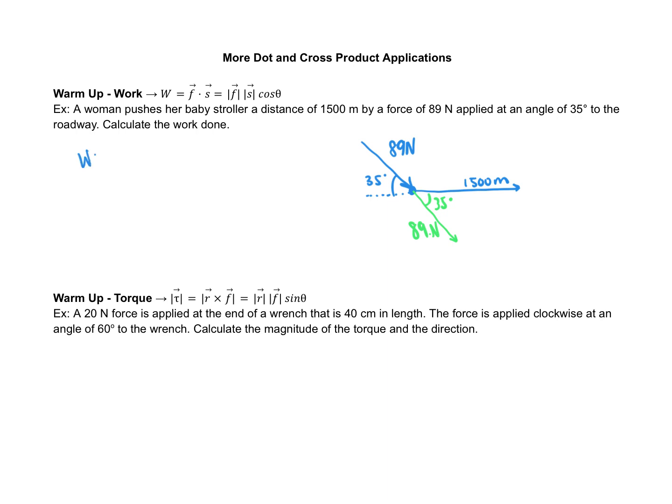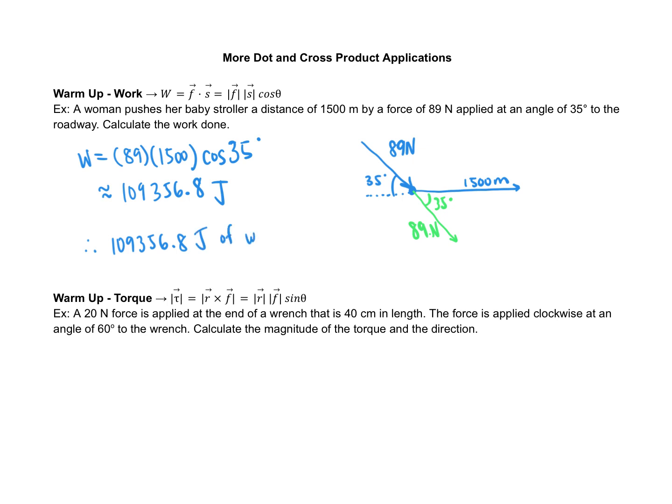And now we can calculate the work. The magnitude of the force is 89 newtons. The magnitude of displacement is 1,500 meters, and it's important that the displacement is in meters, not other units, times cos of that contained angle, which is 35 degrees. Punch that into our calculators, and we get 109,356.8 joules. Therefore, 109,356.8 joules of work has been done.